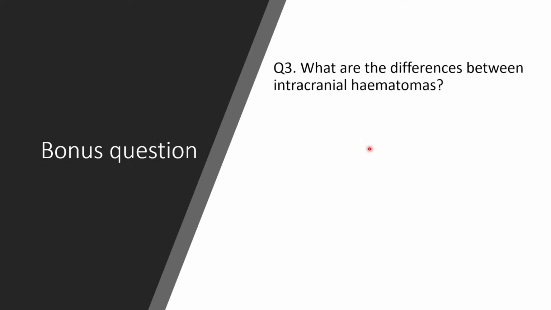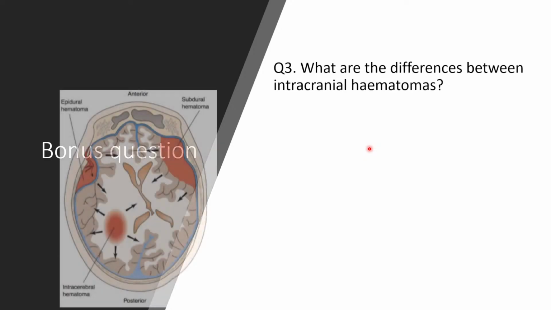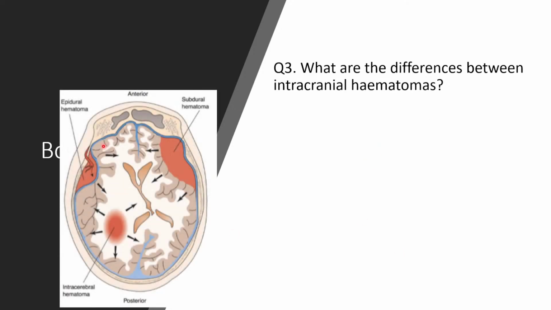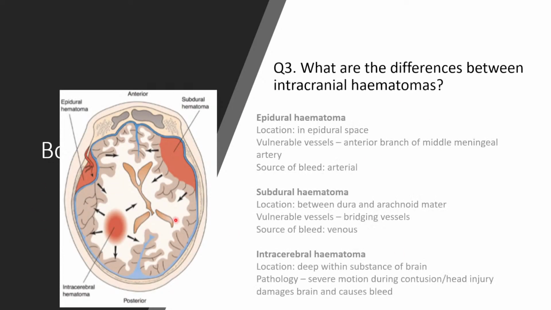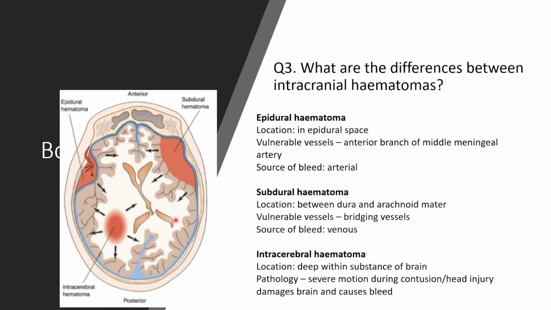Now let's talk about the differences between different intracranial hematomas. I think this is a good picture to keep in mind. So the epidural or the extradural hematoma is the same thing. It's found in the epidural space. Vulnerable vessels is the anterior branch of the middle meningeal artery, and this is an arterial bleed. It expands rapidly, rapid deterioration, and changes in neurological function.